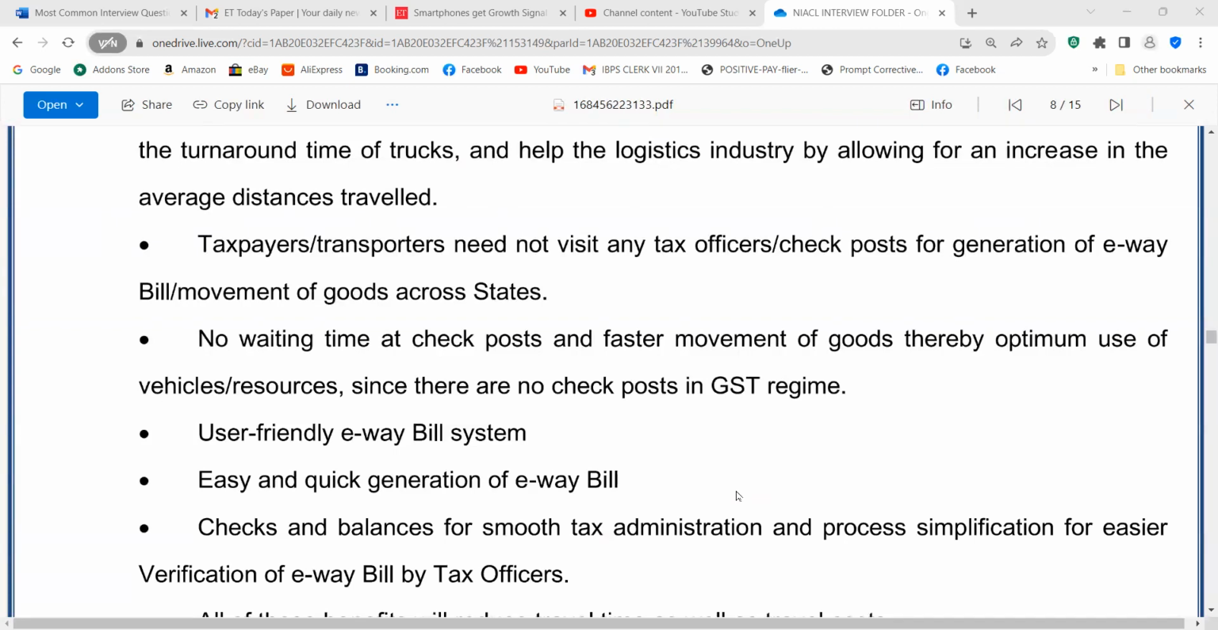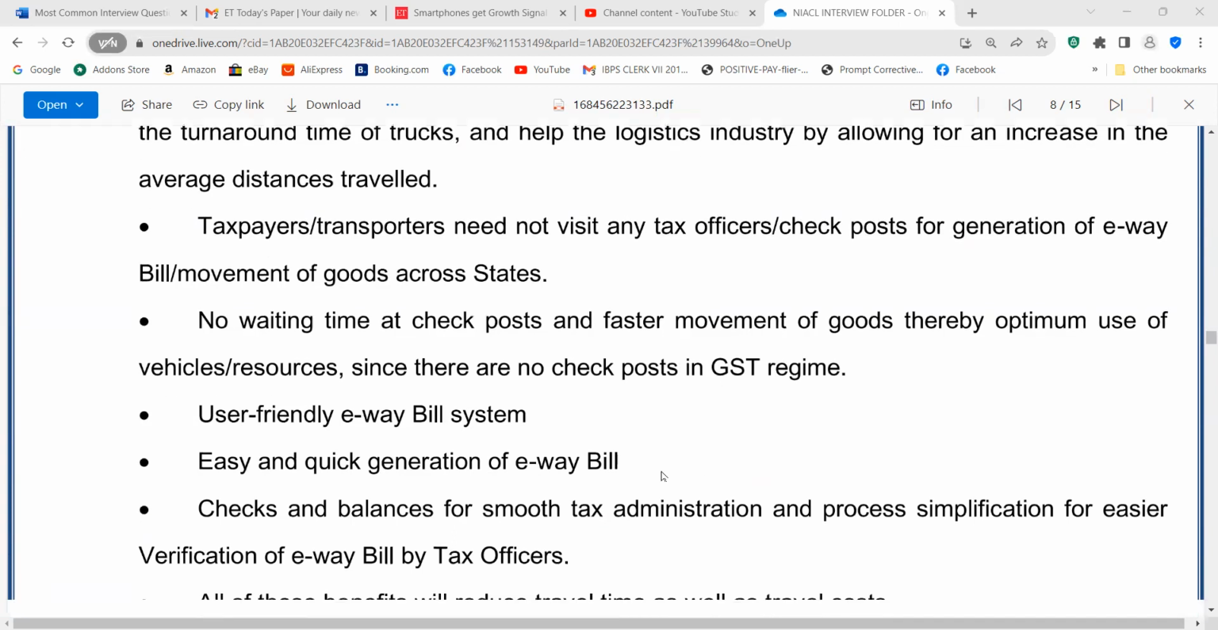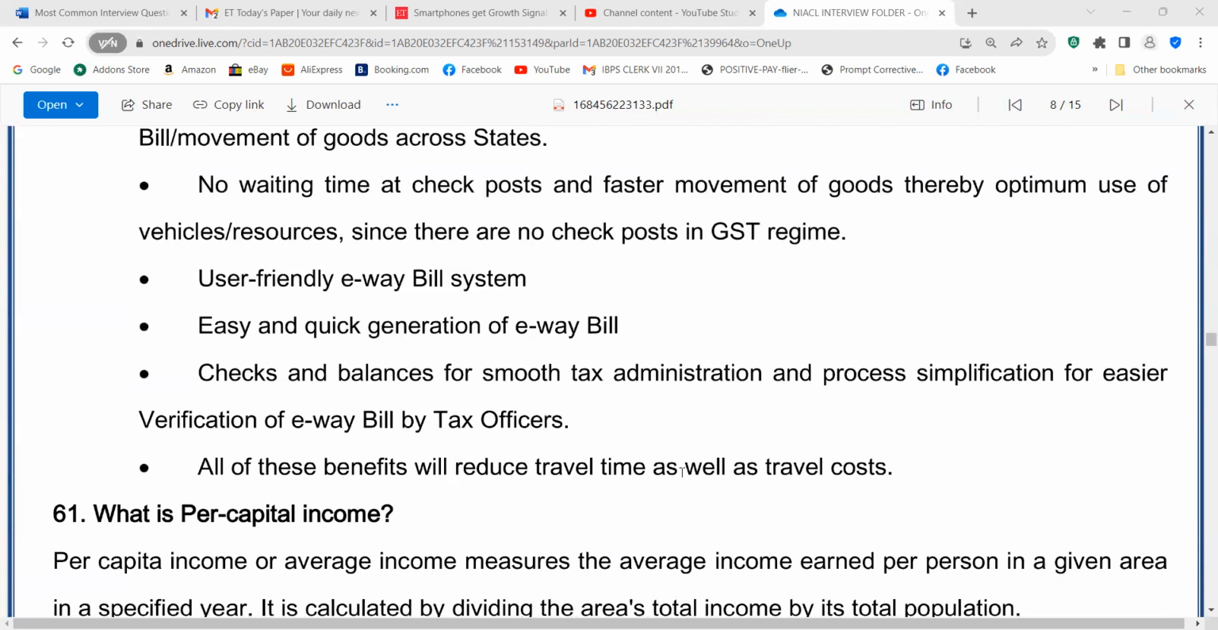Fourth benefit is user-friendly e-waybill system. Fifth benefit is easy and quick generation of e-waybill. Next benefit is checks and balances for smooth tax administration and process simplification for easier verification of e-waybill by tax officers. Last benefit is all of these benefits will reduce travel time as well as travel costs. Very good.